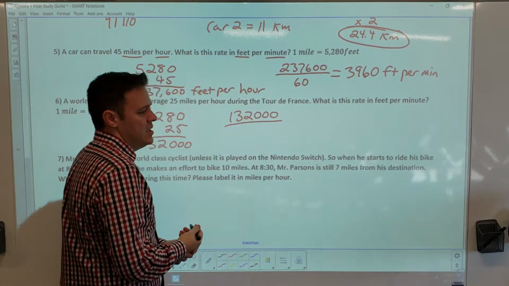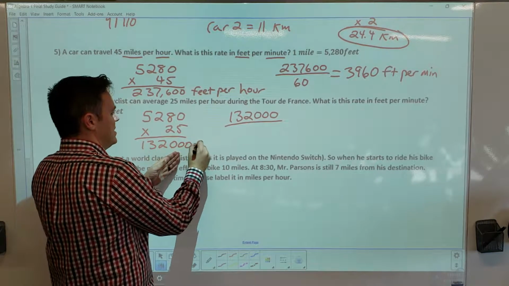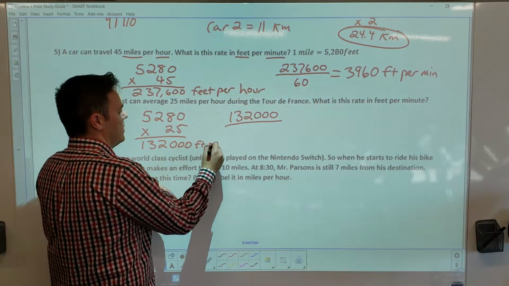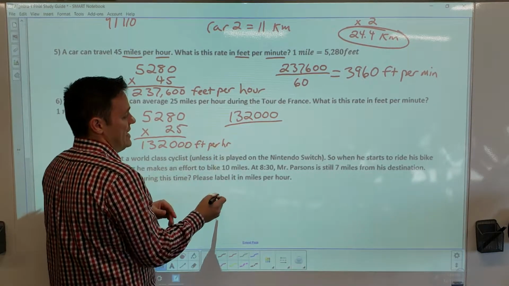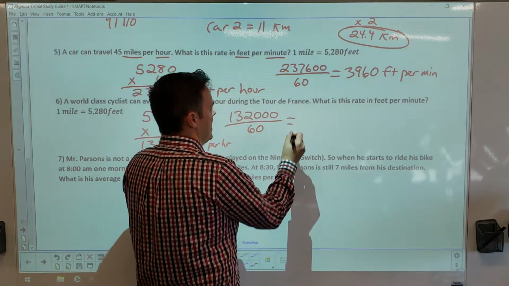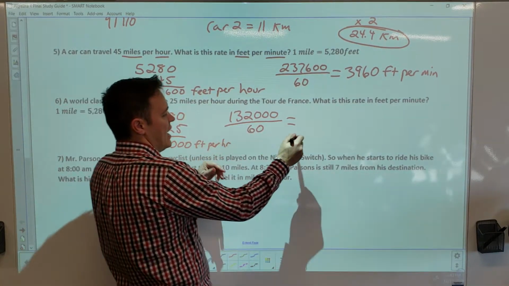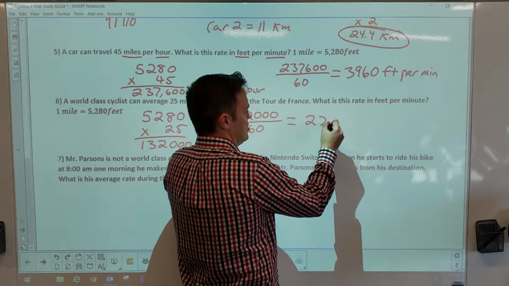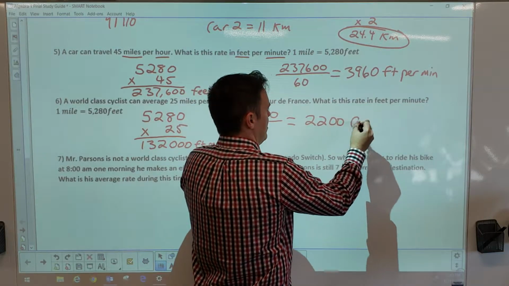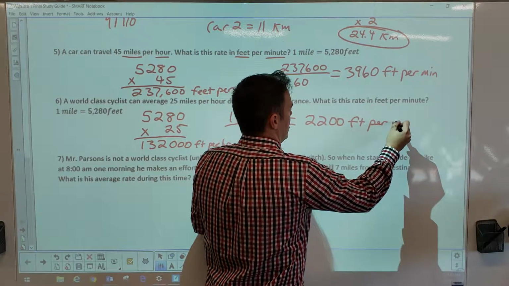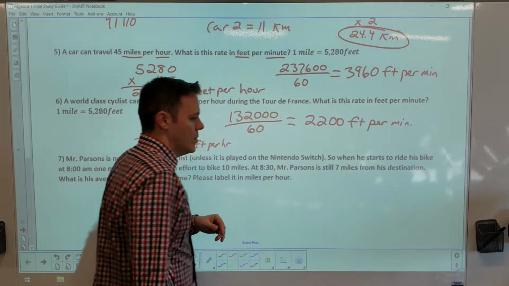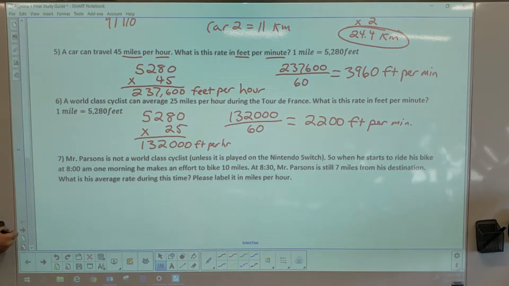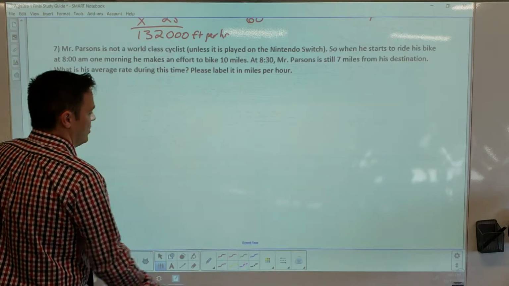Take this number then, and remember this is feet per hour, and we need to go per minute. So when you divide it by 60, because there's 60 minutes in an hour, you'd end up with 2200 feet per minute. Simple setup.